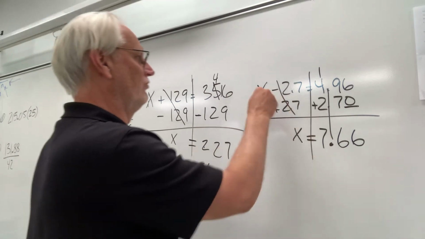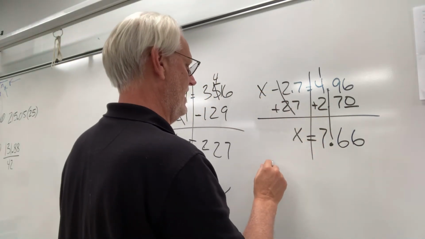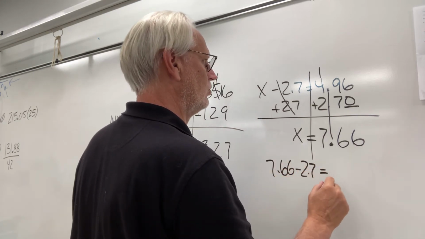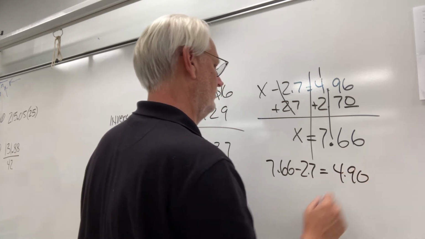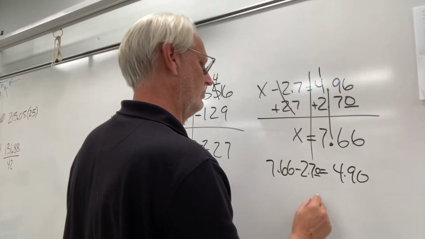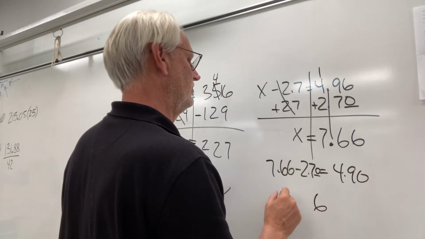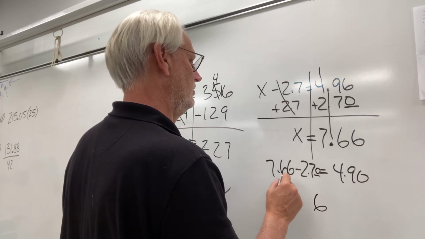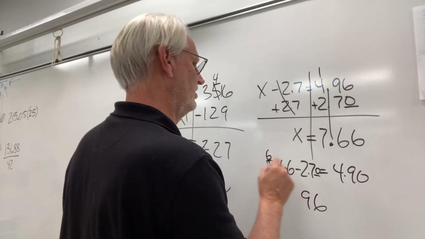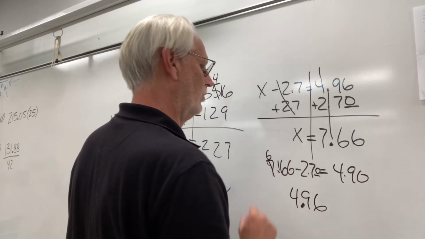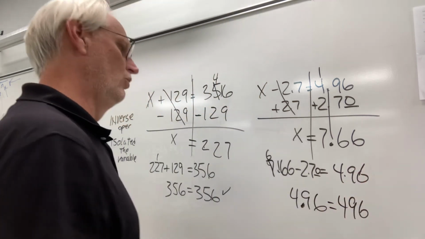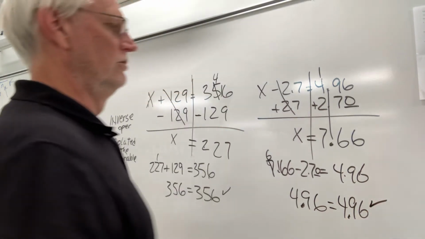So let's just work and see if we can actually make that happen now. So let's do 7.66 minus 2.7 equals 4.96. So I'm going to just fill up right there with a 0. 6 minus 0 is 6. So borrow here, 16 minus 7 is 9. 6 minus 2 is 4. So 4.96 equals 4.96. And so now we've proven that that is a solution.